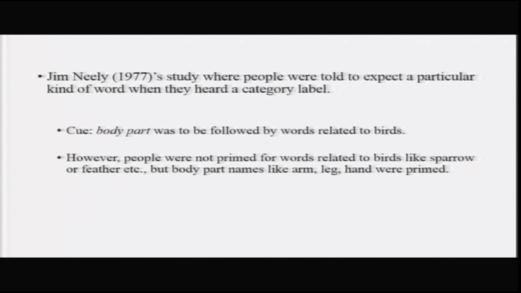Okay. However, what happened was the cue was the word body part, and the body part could be followed by actual names of body parts or by names of birds. What they found is that people were not primed for words related to birds like sparrow or feather, etc., but they were primed for words like arm, leg, hand, etc. Because we are more primed with respect to body parts, our own body parts and so on and so forth. Okay, that is one way that this whole priming thing really works.